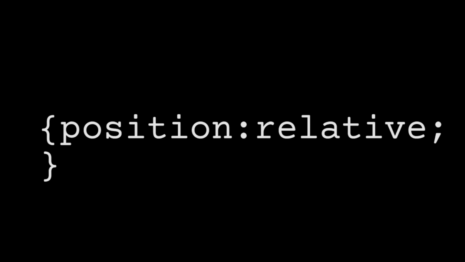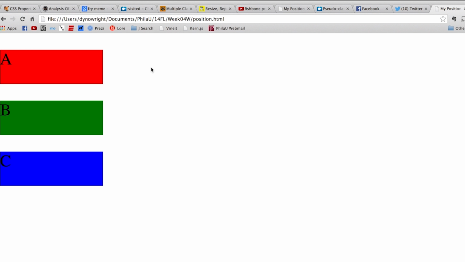Positioning. The CSS property position has 5 major values. Static, which is the default. Relative, which moves an element in relation to its original position. Surrounding elements stay in their normal positions as they would normally flow.